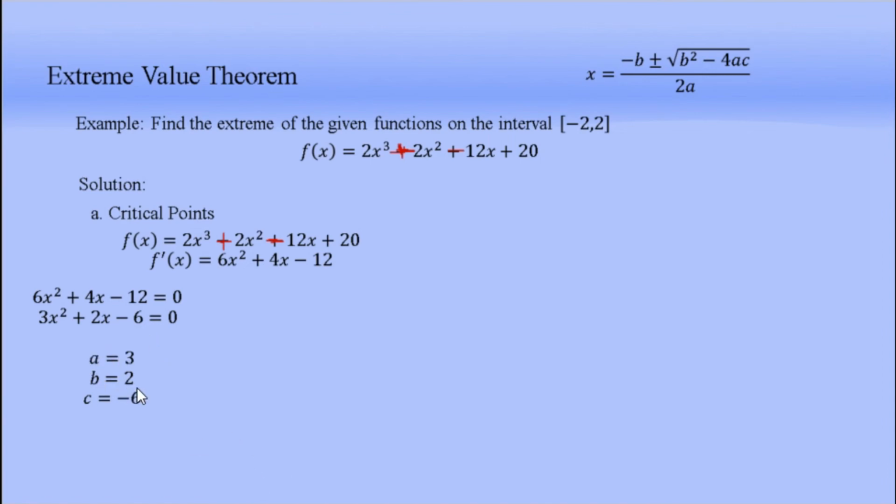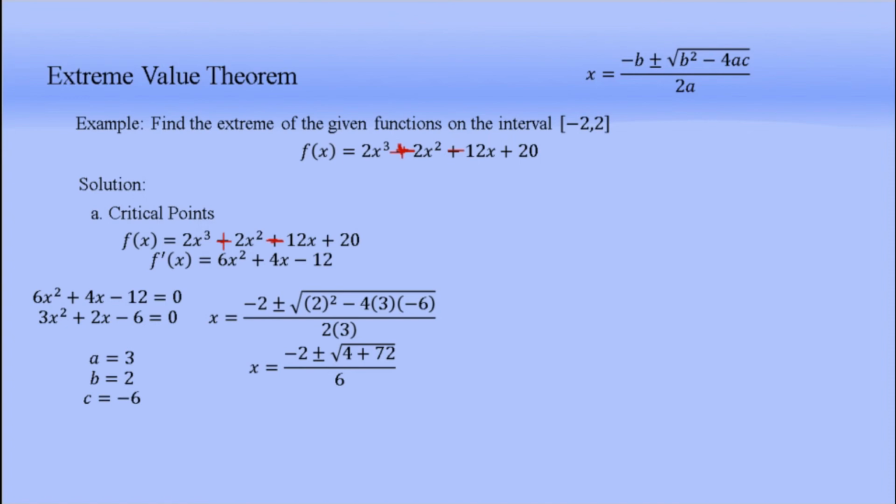So the values are: a is 3, b is 2, and c is negative 6. So we're just going to insert the values in this formula. Negative 2 plus or minus the square root of 2 squared minus 4 times 3 times negative 6, over 2 times 3.